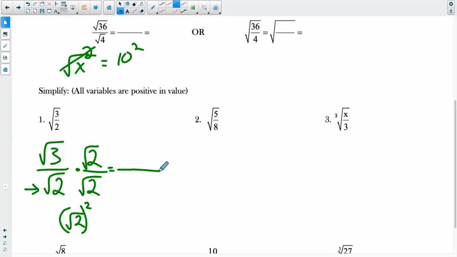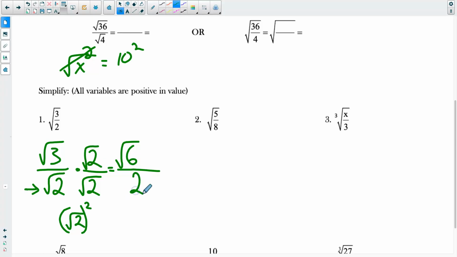If I multiply the top together, I get square root of 3 times square root of 2, leaving me with square root of 6. If I multiply the bottom together, what do I get? I get square root of 2 times square root of 2, which is square root of 4. What is the square root of 4? 2. That's where the magic happens.